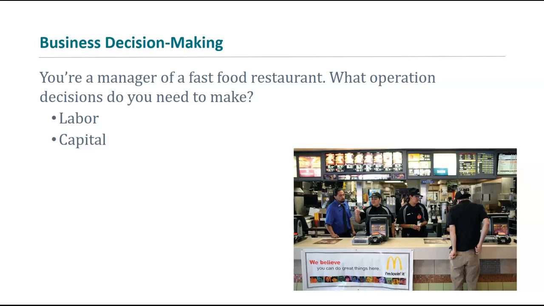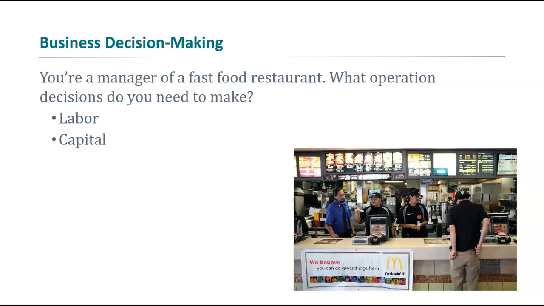Now, capital is the word we use to describe any machines that are used to produce your output, right? Products used to produce other products. So your capital would be your cash registers, your grill, your fryer, your building, your tables, all the things you use in your production process that are themselves products.